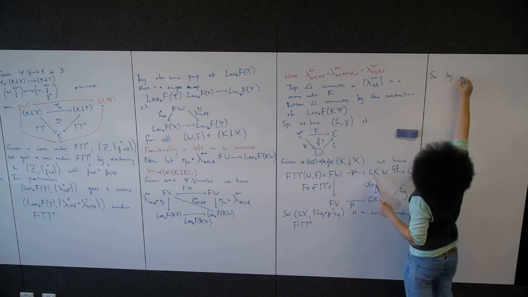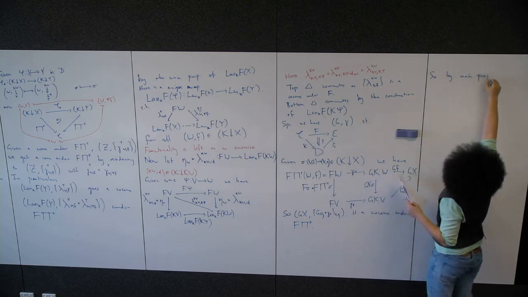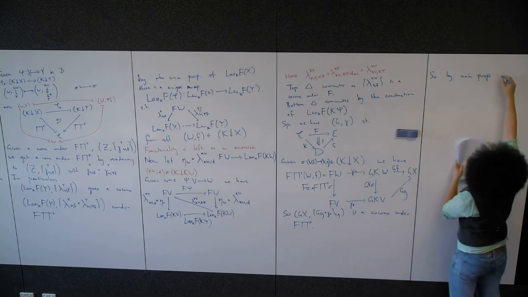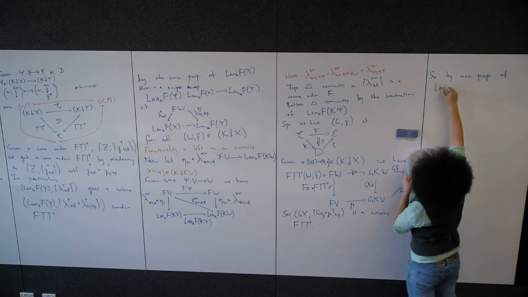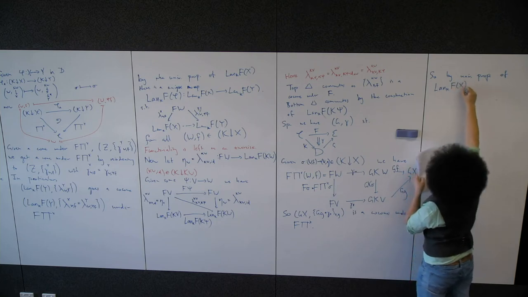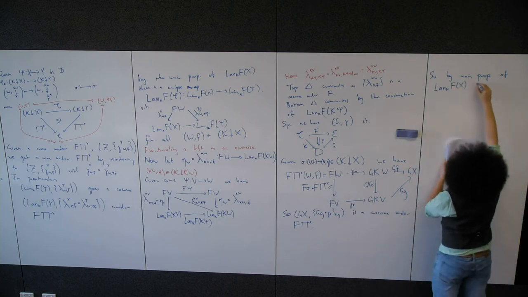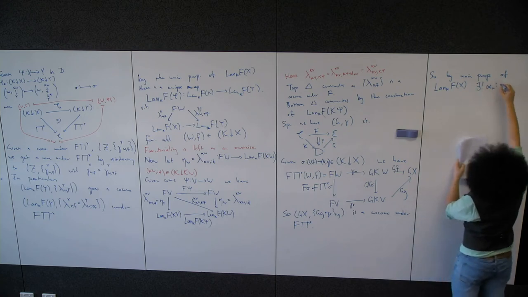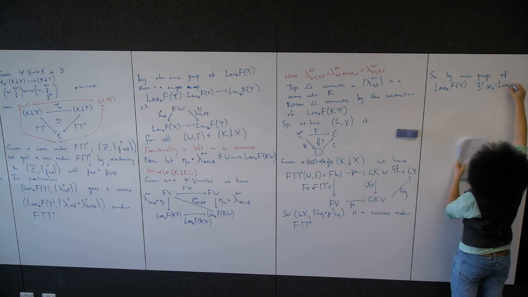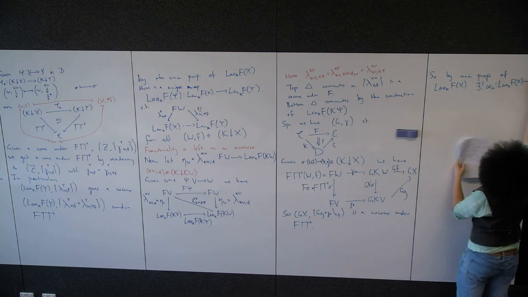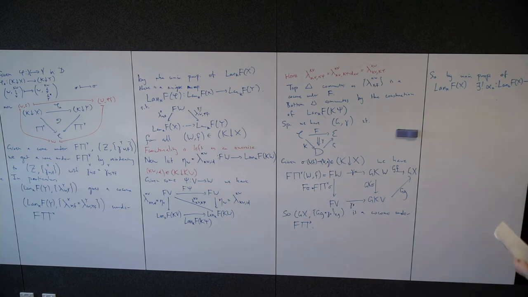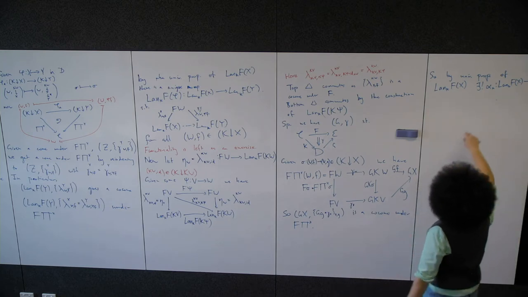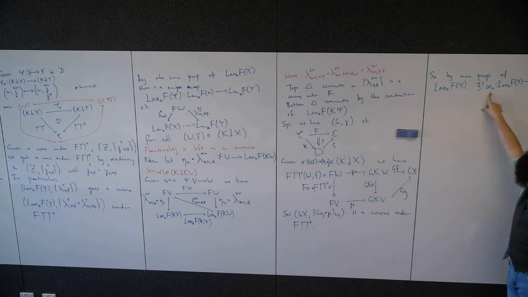So by the universal property of this left Kan extension at F, there exists a unique map, alpha x, from Lan_K F x to G x. All right. So these are the things that we want to be the components of our factoring natural transformation.